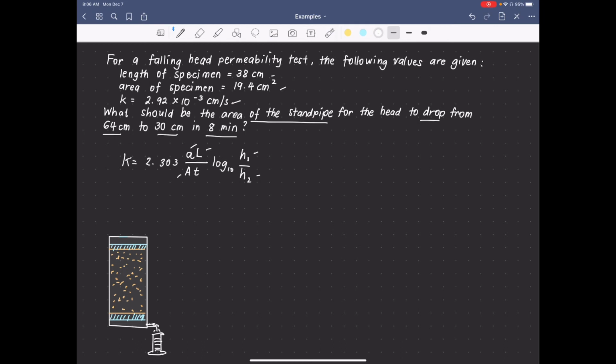And this time, we have a standpipe here, which is connected to our permeability apparatus. Let me just enlarge our standpipe a little.